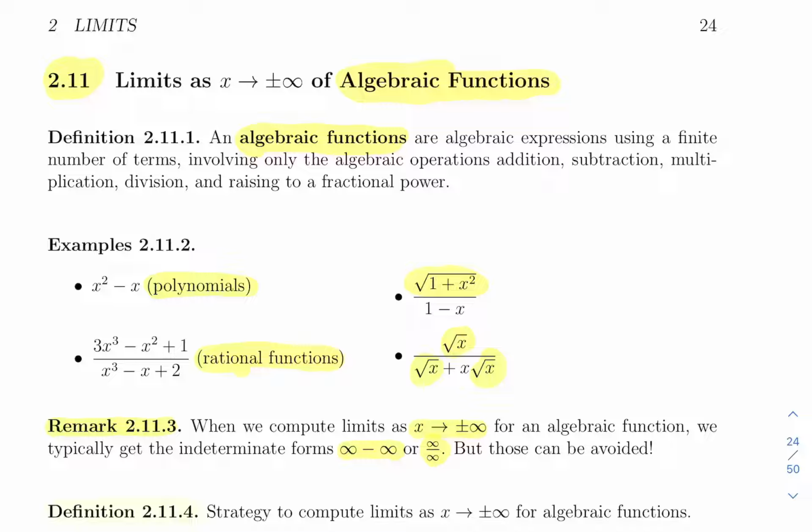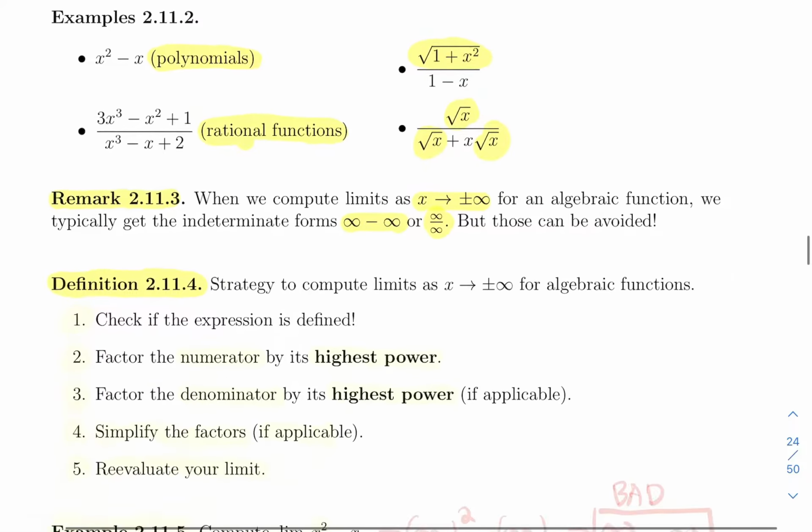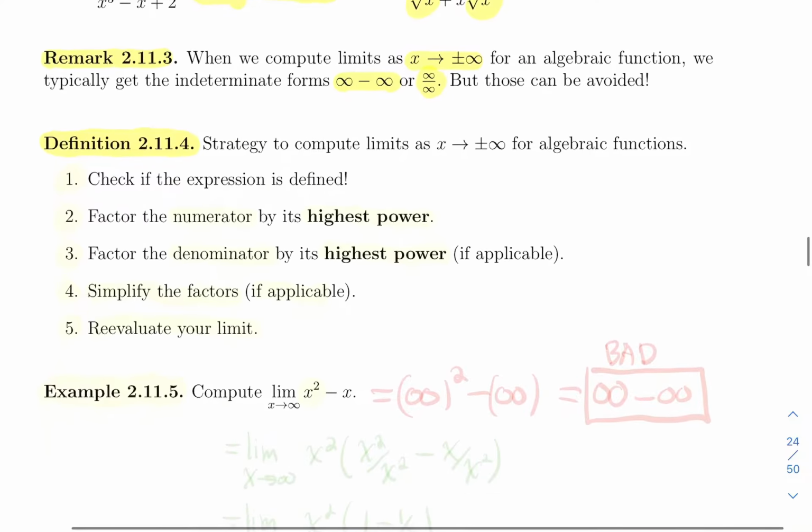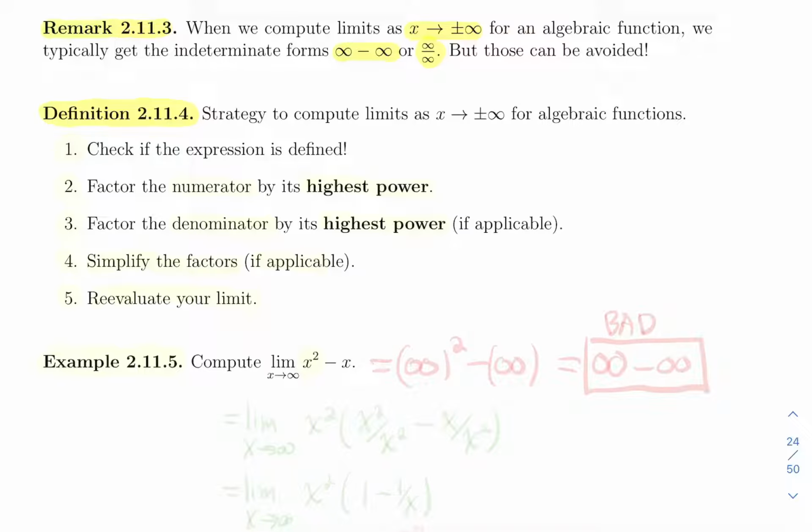Okay, so when you attack a limit, the first thing, of course, you have a limit in front of your face. As soon as you see that you have a limit going to plus or minus infinity of an algebraic function, this is what you do. First thing, you make sure that this expression is defined, because sometimes for a very large number or very large negative number, the function is undefined and then the answer is undefined. So make sure that this limit that you're computing makes sense. Okay, if it makes sense, then you can go to the second part.